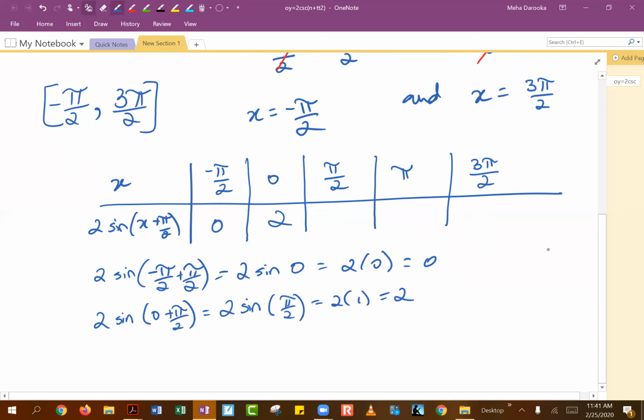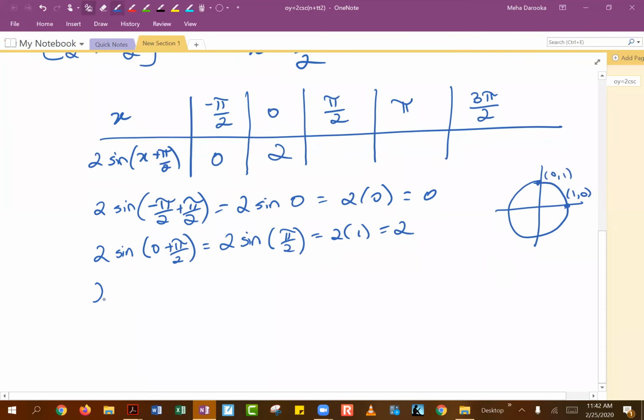And again, anytime, if it helps, draw a unit circle so that you know what points you're looking at. So this guy here was 1, 0. This guy here is 0, 1. So at pi halves as your x value, what are you going to get?